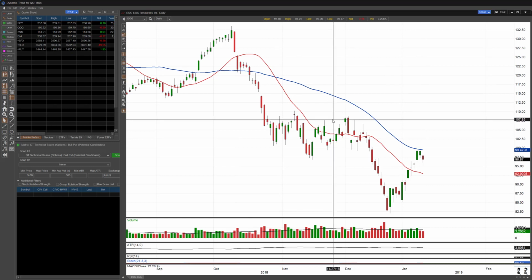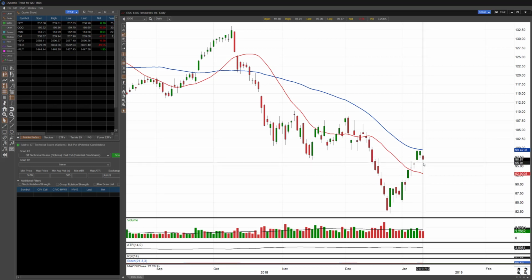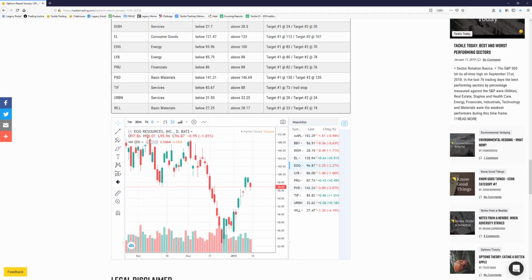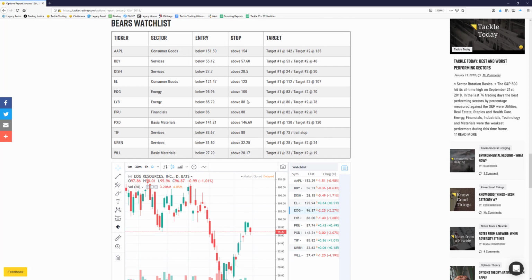Now, in Module 3, we showed you a back-tested case study about how this works. We don't like shorting in between the candle. Once we have our confirmation candle, we like getting in with the tackle traders. We like getting in underneath the low of the day. Now, if we go back to the options report, the options report says the entry price on EOG is under 95.96. The stop loss has to be above 100, and the target is based around 83 to 70.